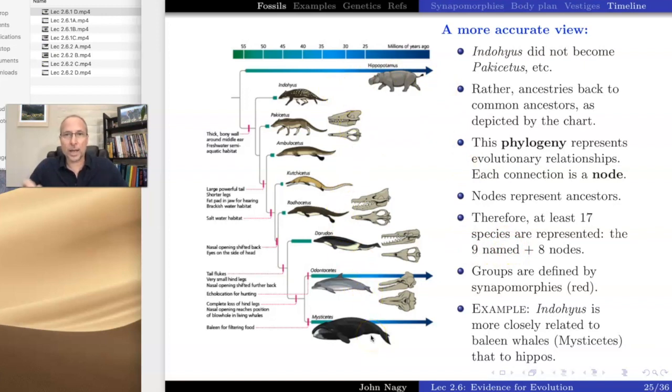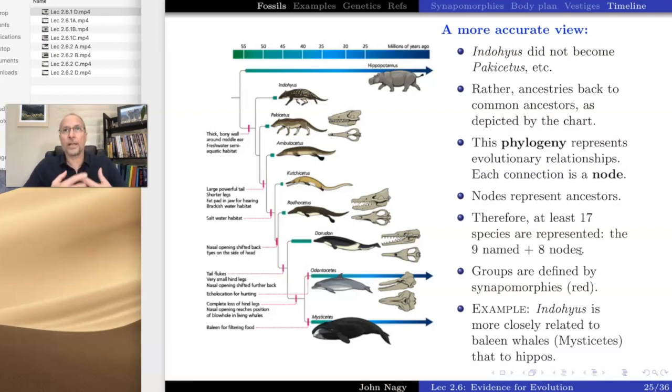But there's more than 9 organisms represented because each individual node, 1, 2, 3, 4, 5, 6, 7, 8 more nodes, also represents some other species. We don't know what those species are necessarily. We don't necessarily have their fossils. Remember, fossilization is extremely rare.